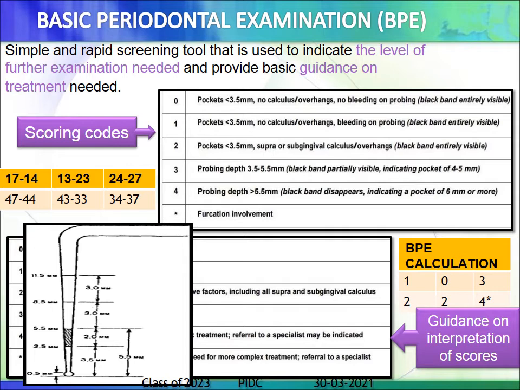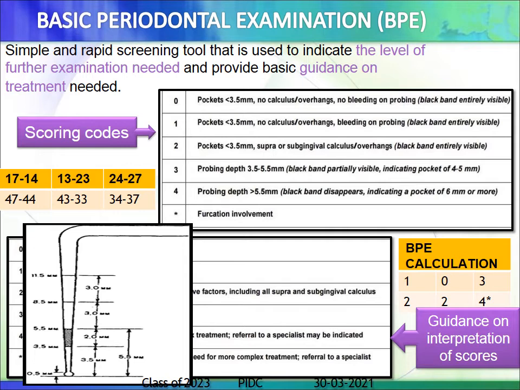So if the probing depth is 3.5 to 5.5 mm, you will be able to see this if the black band of the probe is partially visible, indicating a pocket of 4 to 5 mm. Probing depth of more than 5.5 mm, where the black band disappears, indicating a pocket of 6 mm or more.